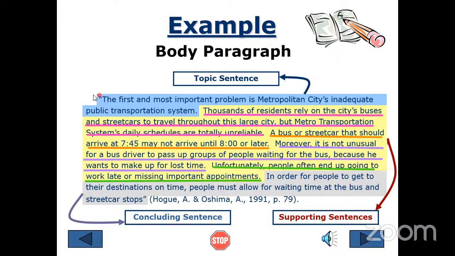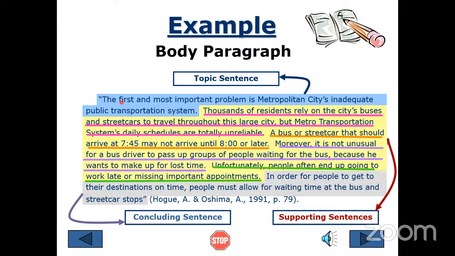In each paragraph, we need to use a topic sentence. That's going to be your main idea. A paragraph has a main idea expressed in a topic sentence. This sentence may appear at the beginning, in the middle, or at the end of the paragraph. So in the preceding paragraph, the main idea is: the first and most important problem is metropolitan cities' inadequate public transportation system.